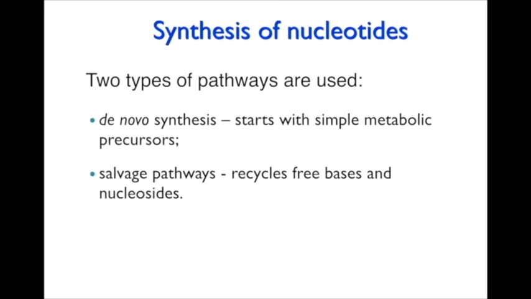So there are 2 types of pathways used to synthesize nucleotides. One is de novo synthesis, from new, starting with simple precursors, and one is a salvage pathway, which uses free bases from the food we take in and digest and break down. We use those to synthesize nucleosides, and there's a saving in energy if we do that. And there are some tissues that are very dependent on the salvage pathway. Not all tissues, just some of them. For example, the immune system relies heavily on the salvage pathway.